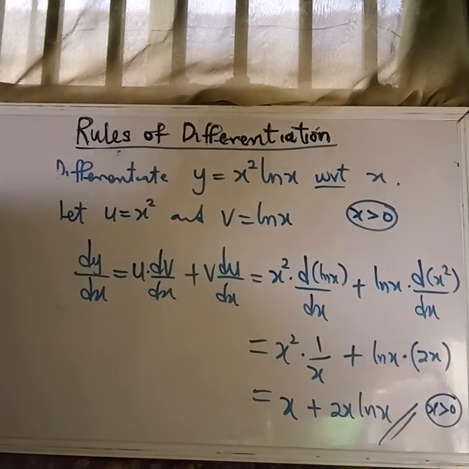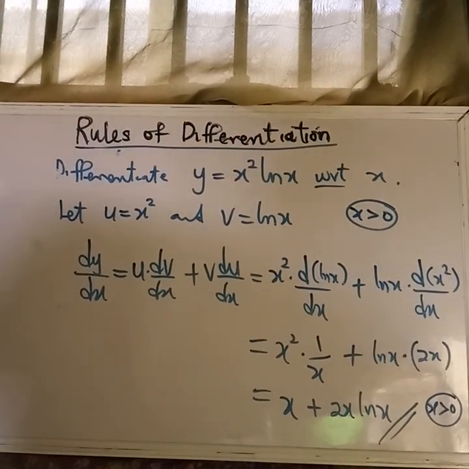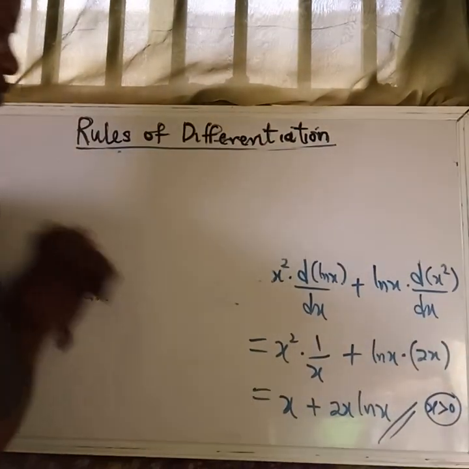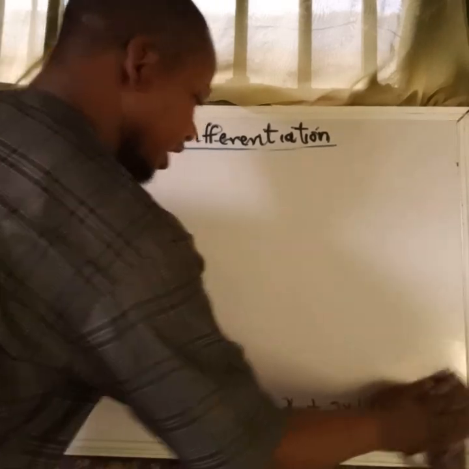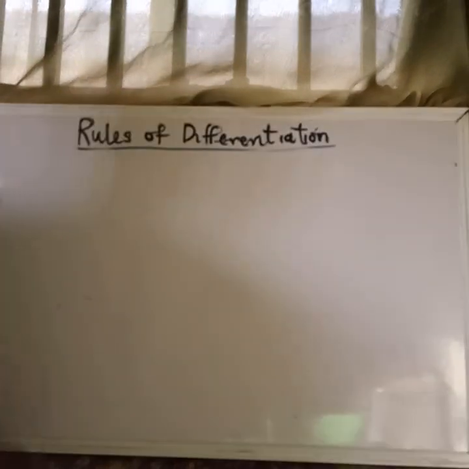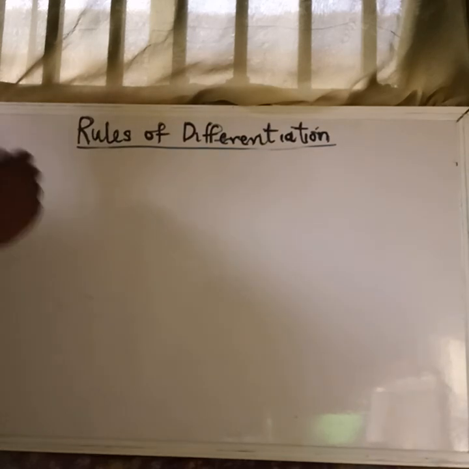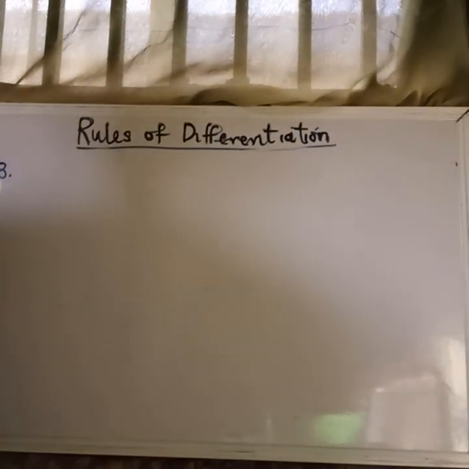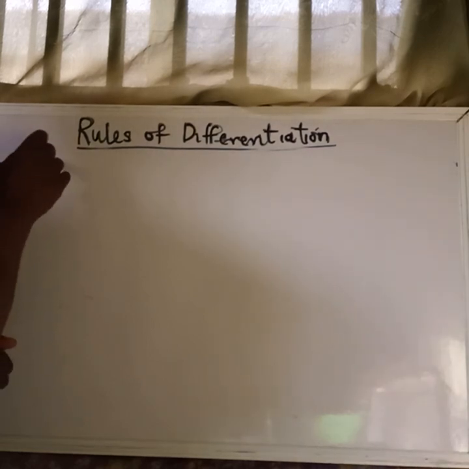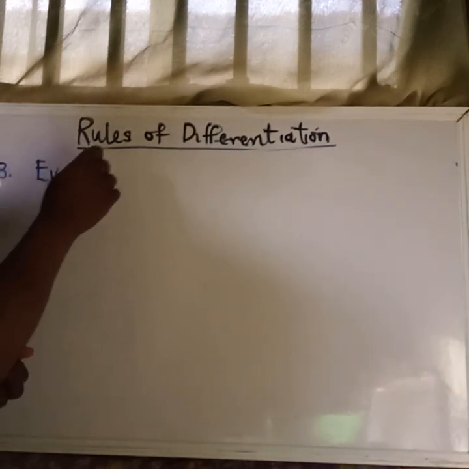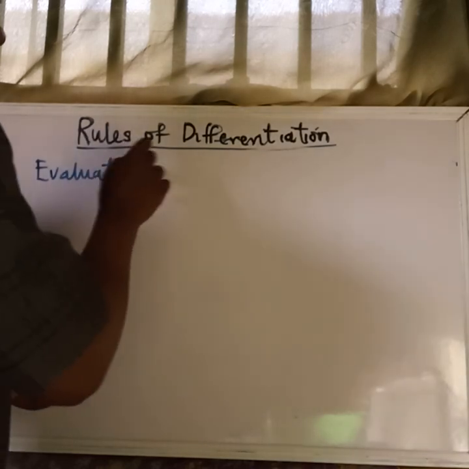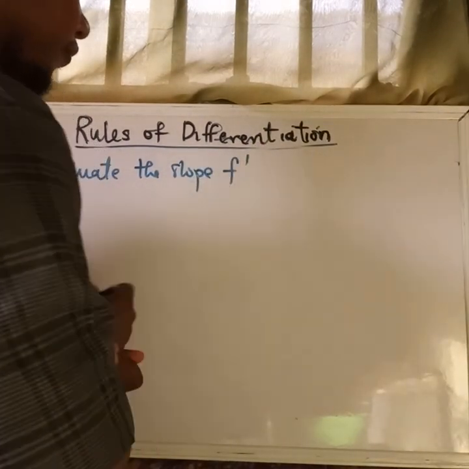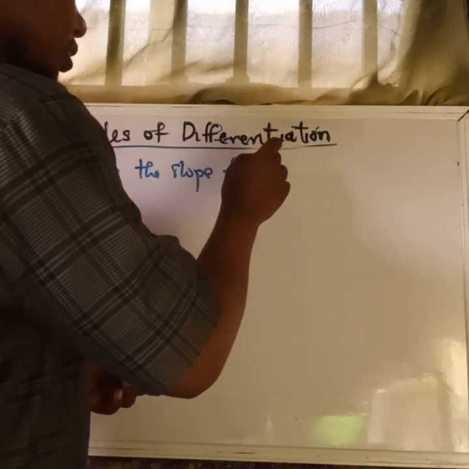Okay, let's consider another example. This example will be in a different dimension. Let's say we can use this formula to evaluate the slope of different functions. So evaluate the slope f prime of 3.